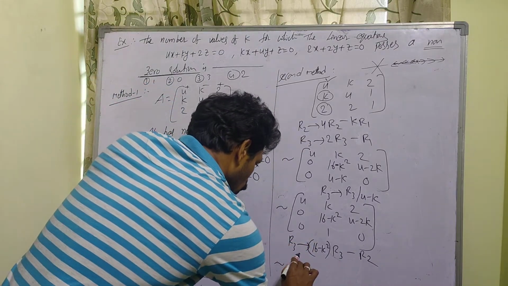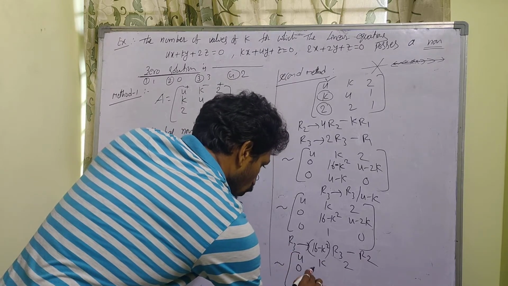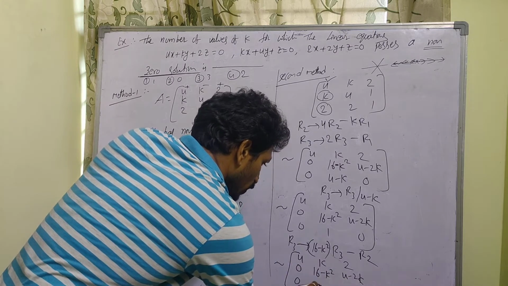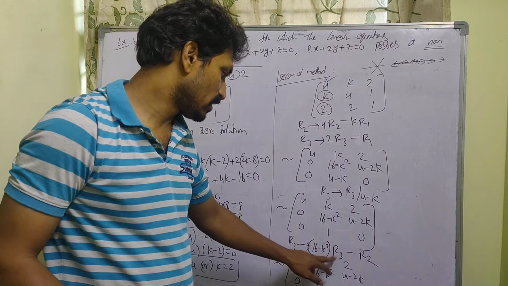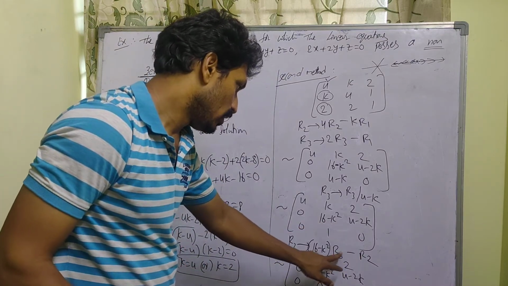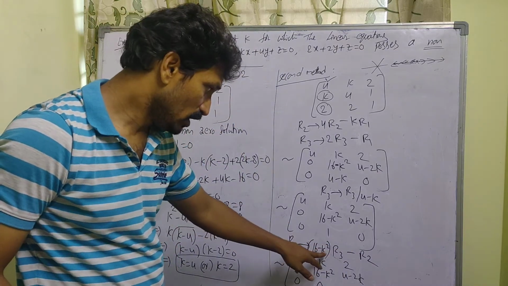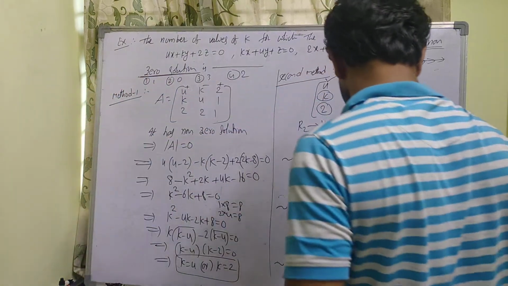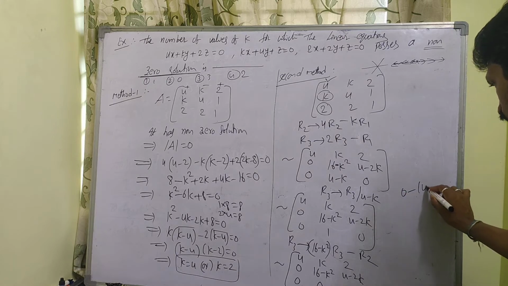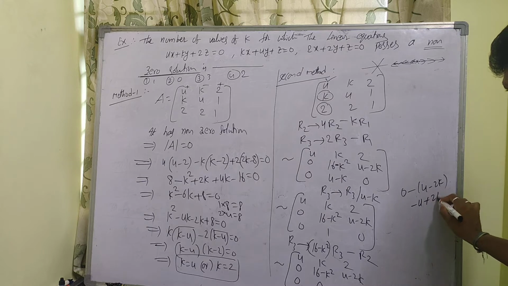So this is equivalent to: first row write as it is, 4k2; second row 0, 16 minus k square, 4 minus 2k; third row 0, this becomes 0 because 16 minus k square into 1, 16 minus k square minus 16 minus k square is 0. It is 0 into 16 minus k square, that is also 0. Here I am doing minus of 4 minus 2k. Okay, so what do you have? Minus 4 plus 2k.